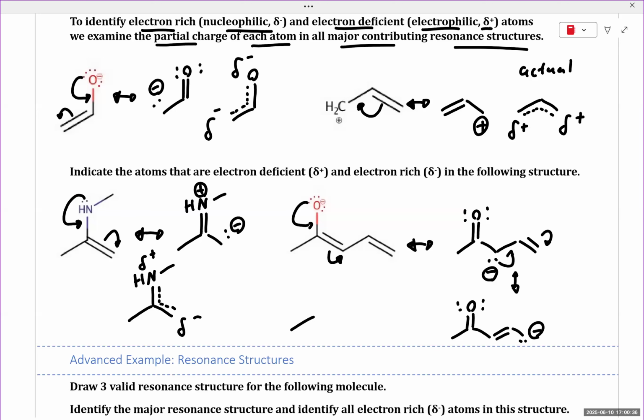Now, what does this tell us? This tells us that in these contributing resonance structures, the carbons at the alpha and gamma positions have a large amount of electron density, a large amount of anionic character, and a buildup of partial negative charge. So in terms of reactivity, these carbons, which have negative charges in one or more of our contributing resonance structures, would be considered nucleophilic, electron-rich carbons.